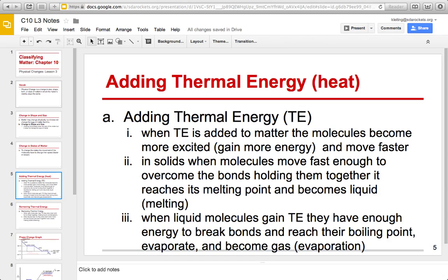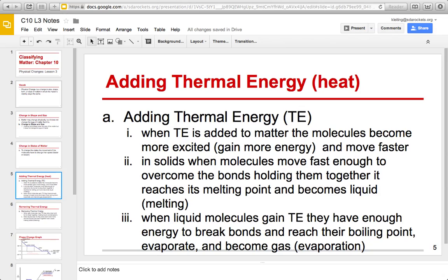In solids, when molecules move fast enough to overcome the bonds, so there's bonds between all of the molecules in a solid, and when they get excited enough or they have enough energy or heat applied to them, they actually can break those bonds, and then they reach the melting point. The melting point is the temperature where the solid becomes a liquid. So those bonds break, and then we have a liquid.